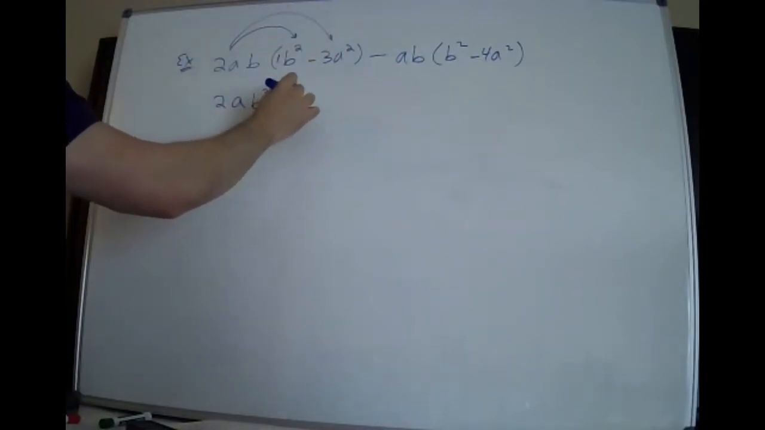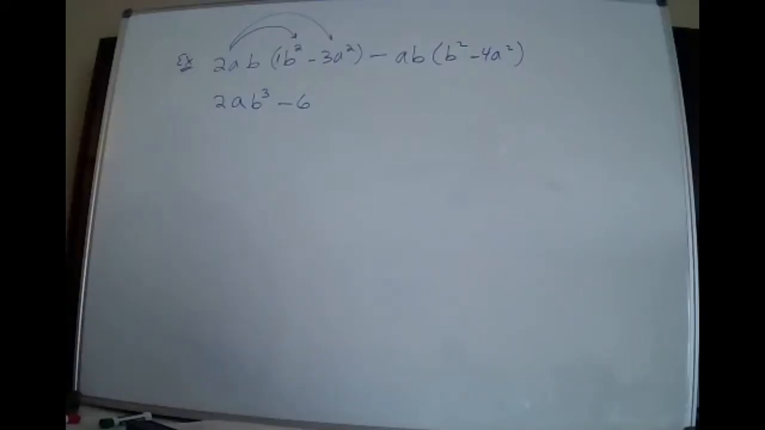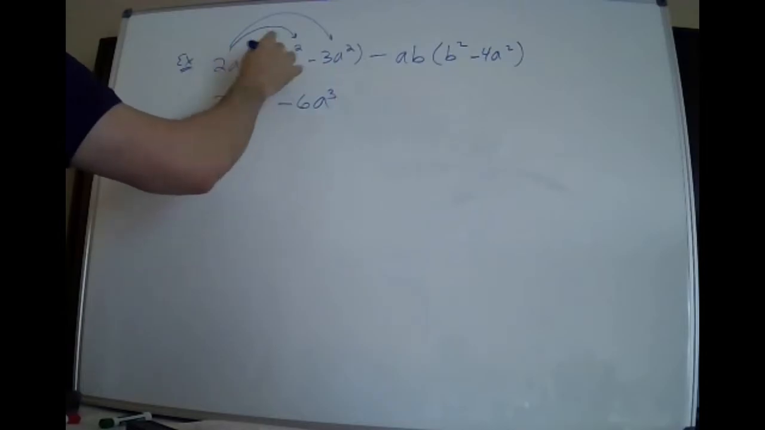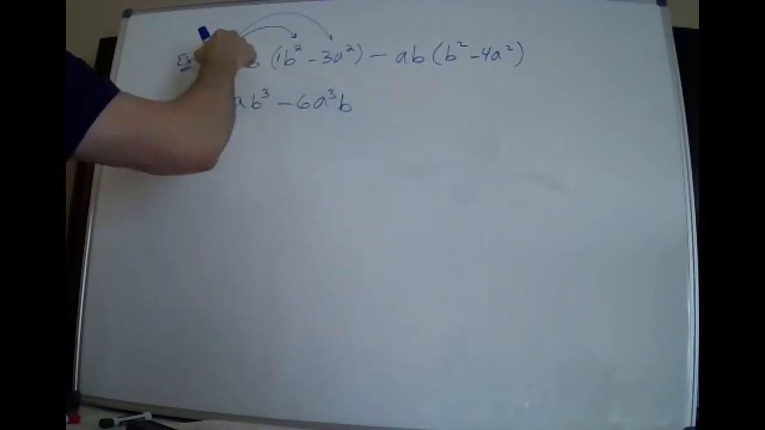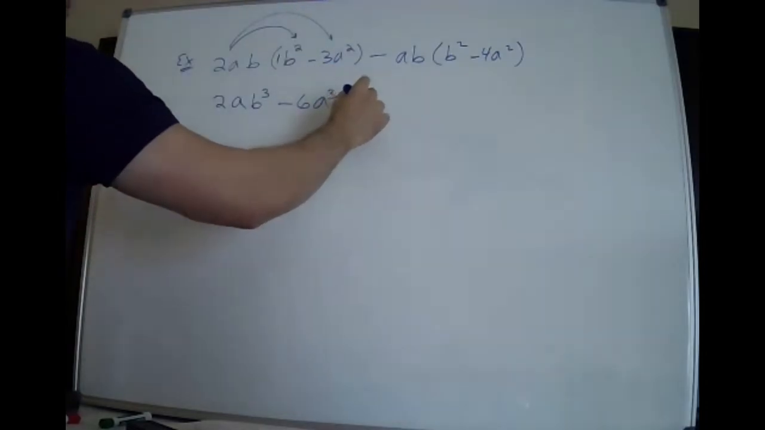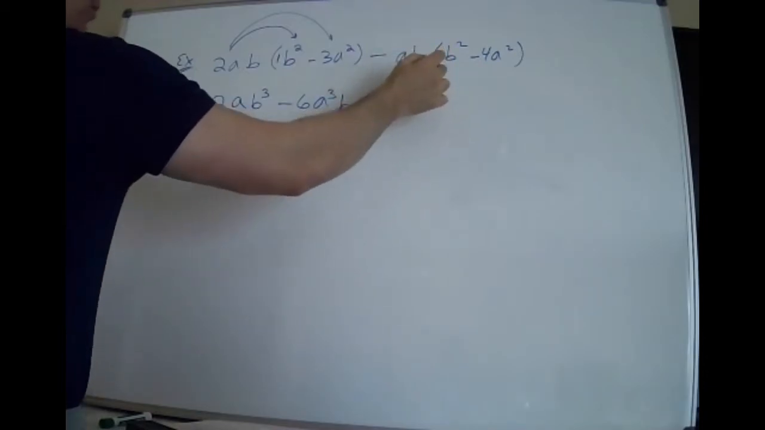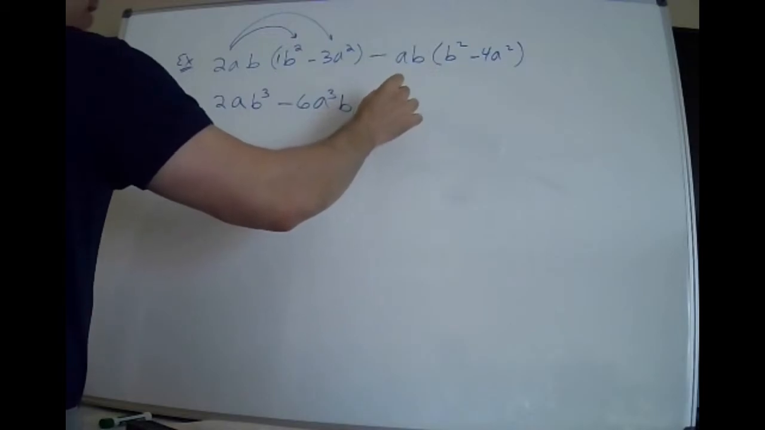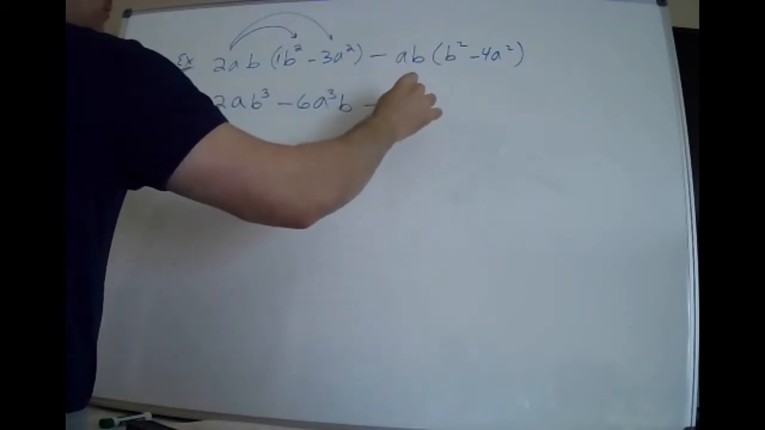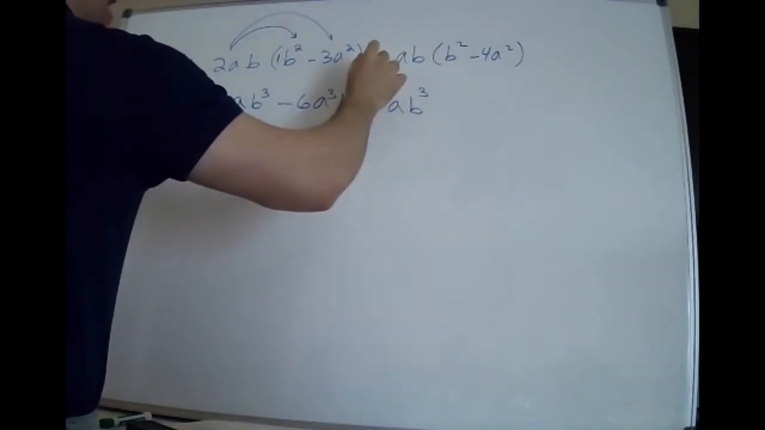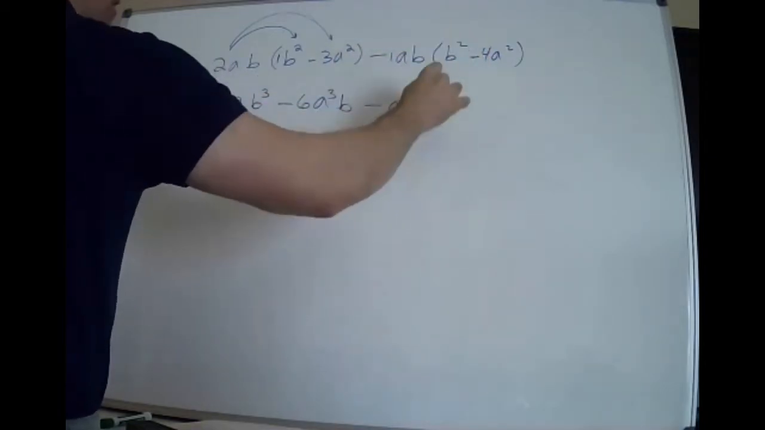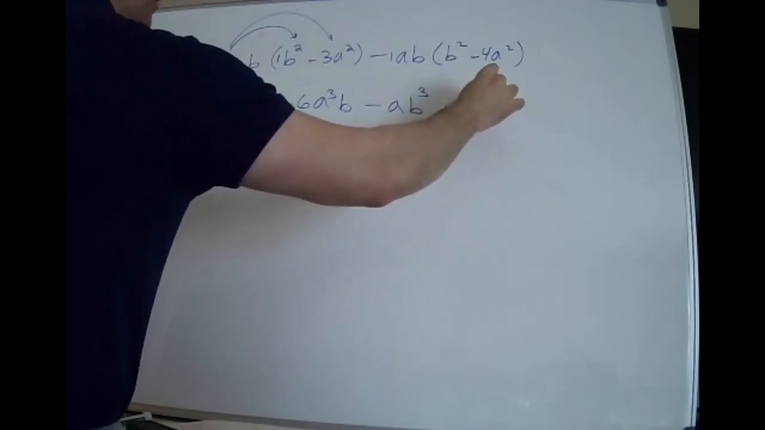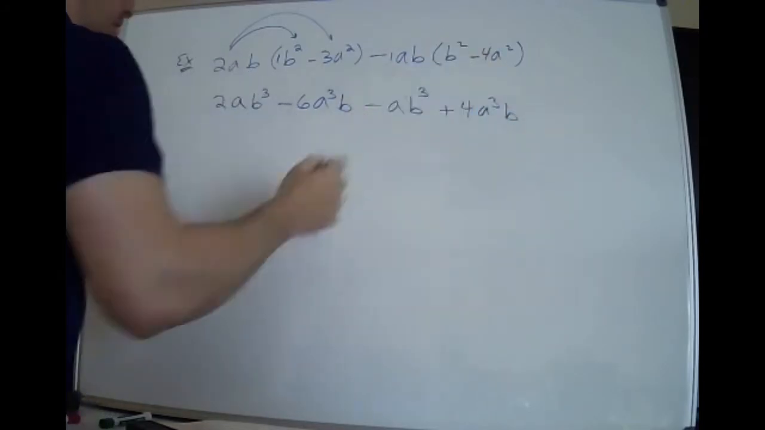Now do over here. 2 times negative 3. 2 times 3 is 6, and it's negative. A times A2 is A3, and then B goes along for the ride. You have a B there, so it's got to go. Minus, now again, 1, 1, right? You have 1 there and 1 there, so you put a minus 1. A, B times B2 is B3. And then a negative 1 times a negative 4 is a positive 4. A times A2 is A3. And then B goes along for the ride.